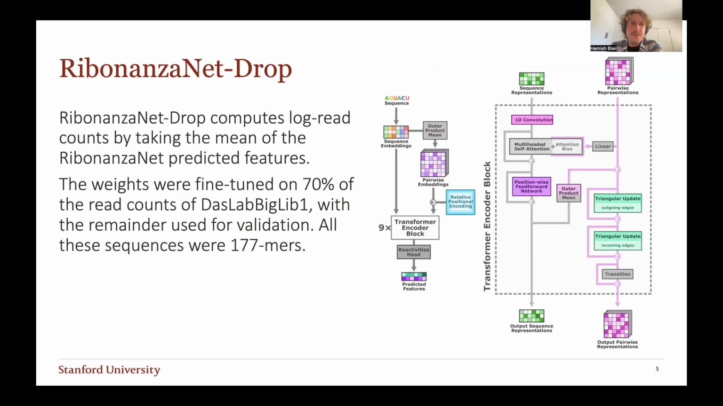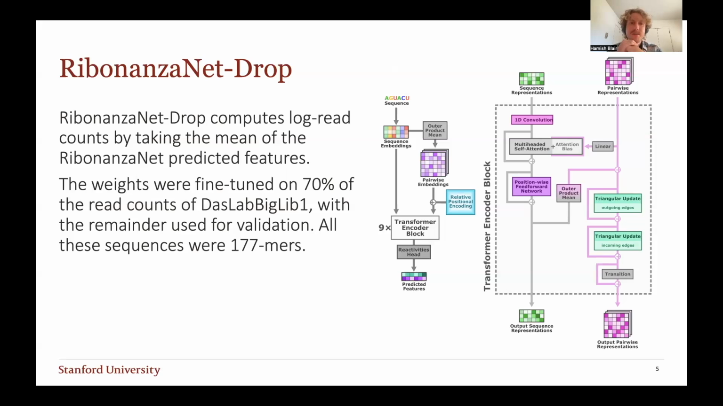And so all that's really different about RibonazaNet-Drop is that we take the predicted features output by RibonazaNet, and we take the mean over the sequence dimension, and that gives us a single number, or 2, depending on if you want 2A3 and DMS. Now, of course, this can give us positive or negative numbers, and we only want positive. But if you interpret these as log reads instead of traditional reads, then that doesn't matter. And in fact, this ended up being useful for training.